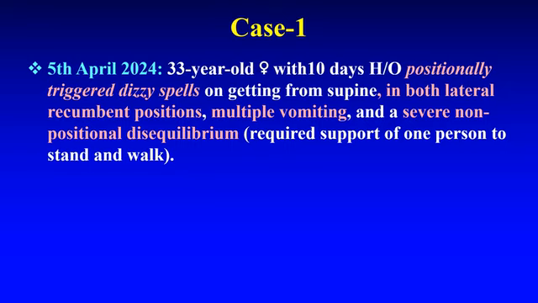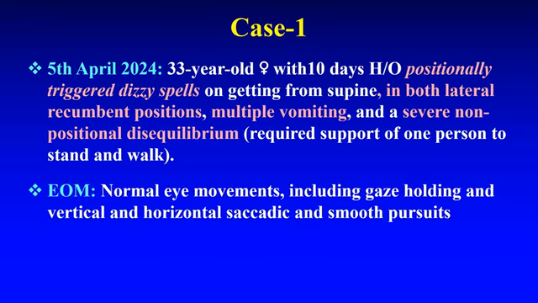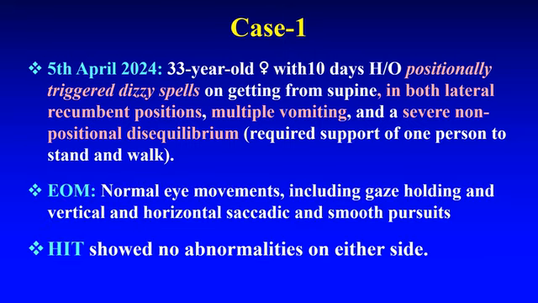This is a 5th April case, a 33-year-old female with a 10-day history of positionally triggered vertigo spells on getting up from supine and in both lateral recumbent positions, multiple vomitings and a severe non-positional disequilibrium requiring the support of one person to stand and walk. The extraocular movements and the head impulse test showed no abnormalities on either side.